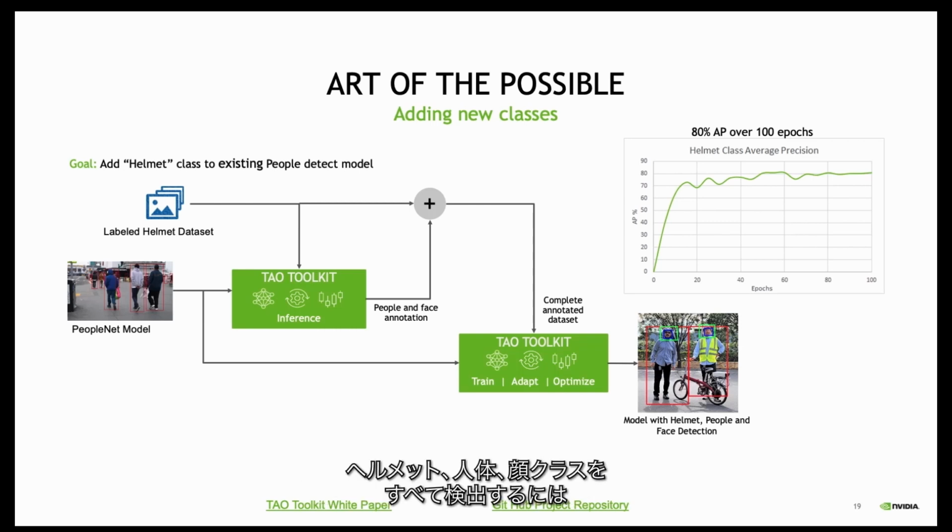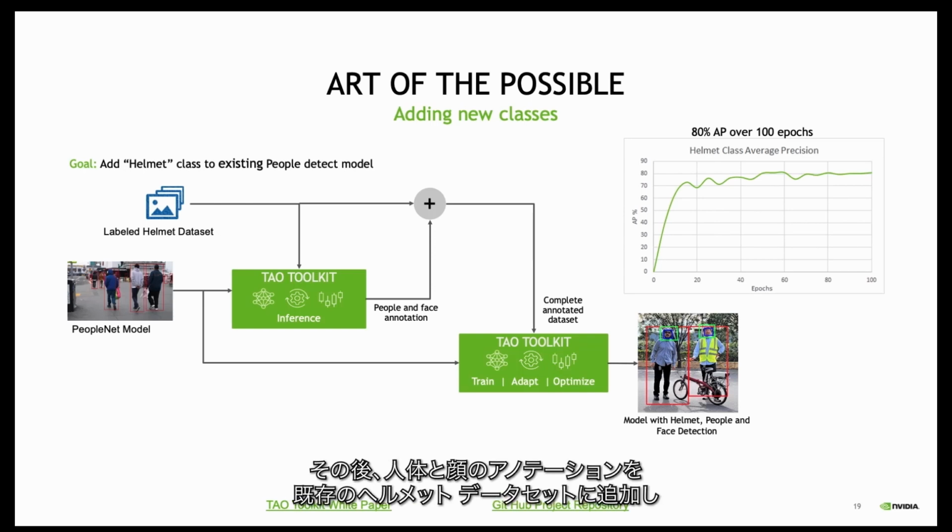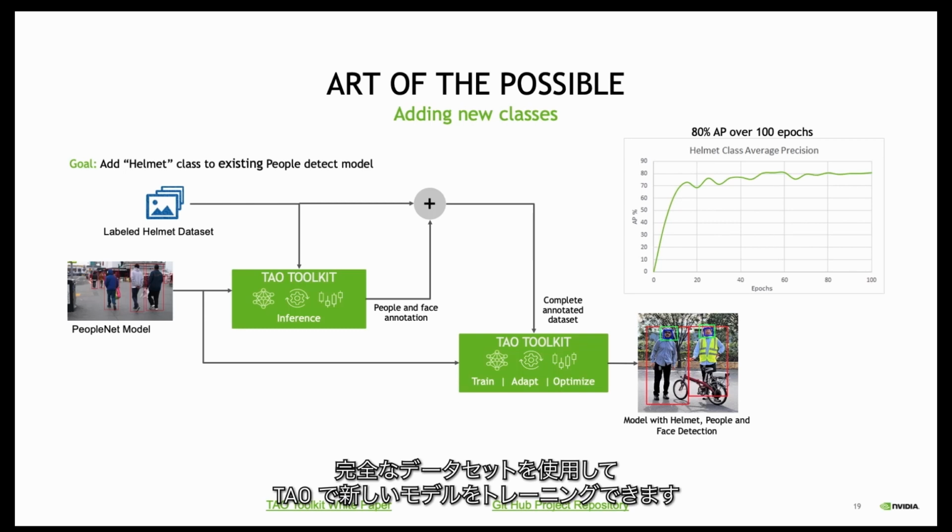Now to detect all three classes, helmets, people, and faces, you need to provide a dataset which has labeled data for all the three classes. But if your dataset only consisted of labeled data for helmet, then you can use TAO Toolkit inference to detect and pre-label person and face class on the helmet dataset. Now you can add the people and face annotation to the existing helmet dataset and use this complete dataset to train your new model with TAO.